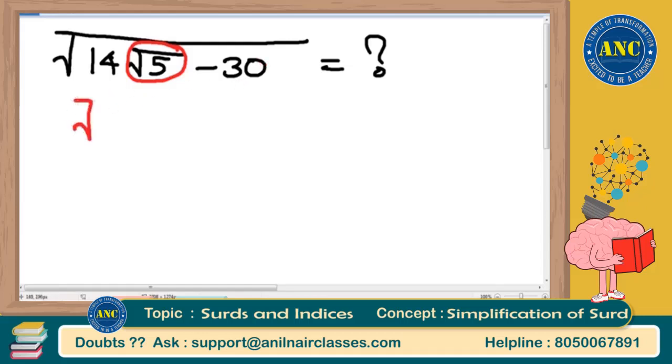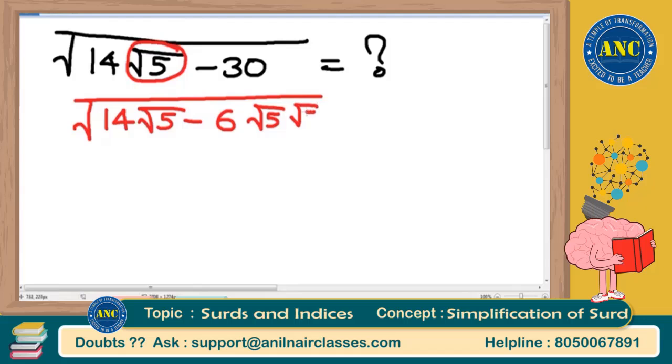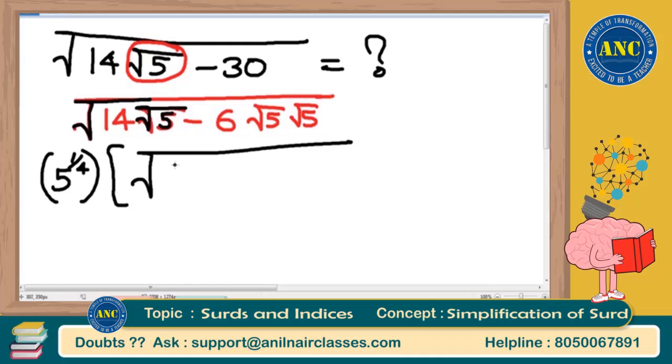But 30 can be written as 6 into 5. That 5 can be written as root 5 into root 5. Why did I do like this? Root 5, take it outside. If I take this root 5 common factor, and again that root 5 is under another square root, it becomes square root of root 5, which is 5 power 1 by 4 outside. You are left here with 14 minus 6 is 2 into 3 and another root 5.